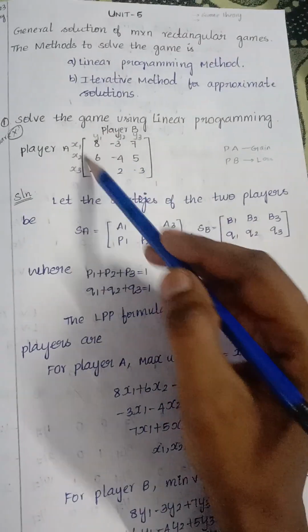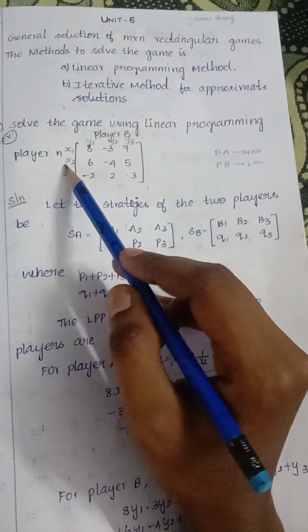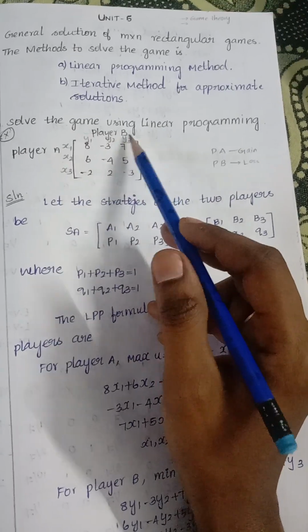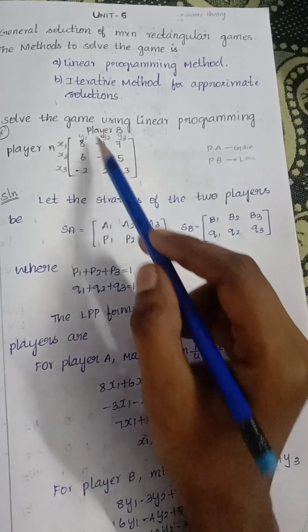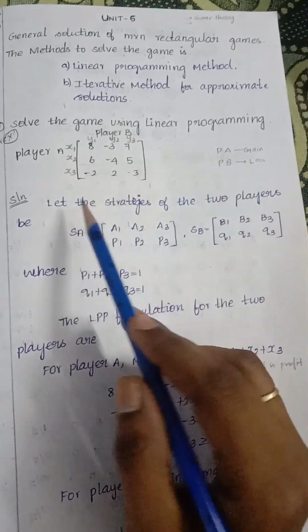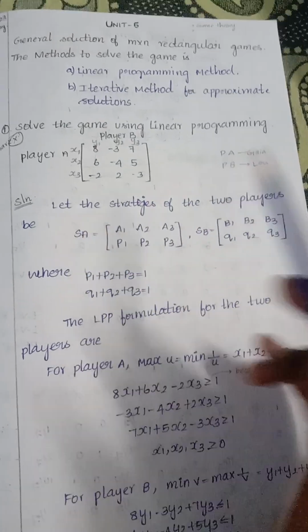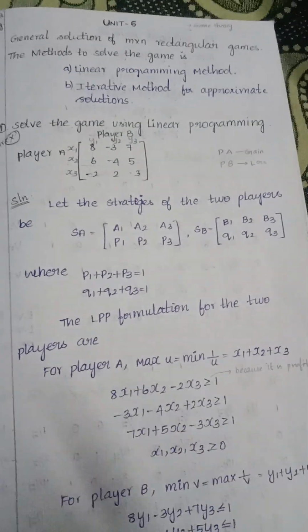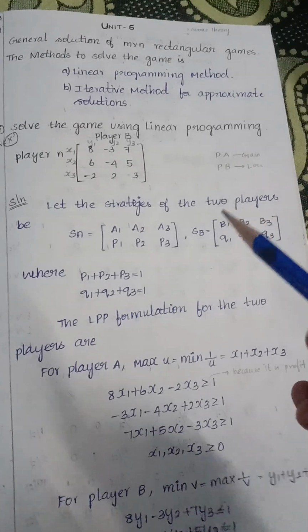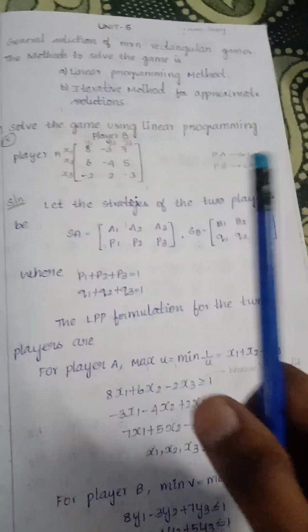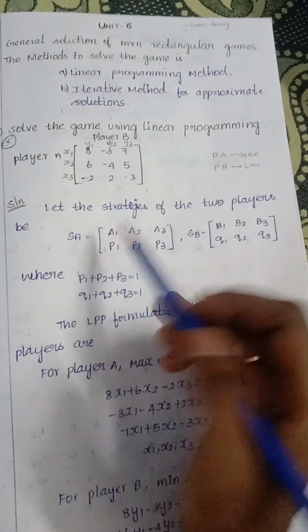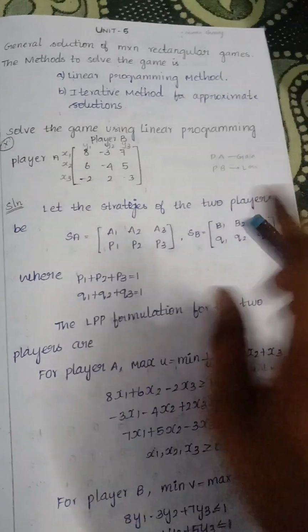The matrix is given here. This one is player A and this is player B. Row-wise is player A and column-wise is player B. Let the strategies of the two players be considered. If the game is played, the two players need to participate, and one will gain and one will lose. So there are two players.